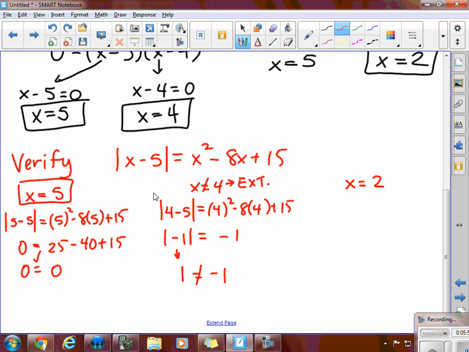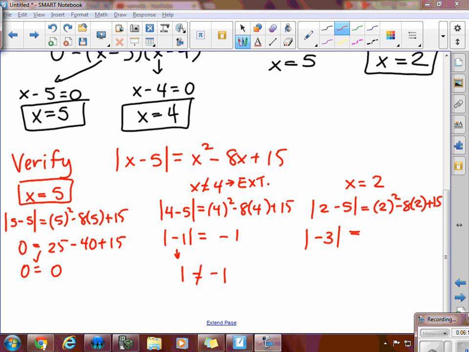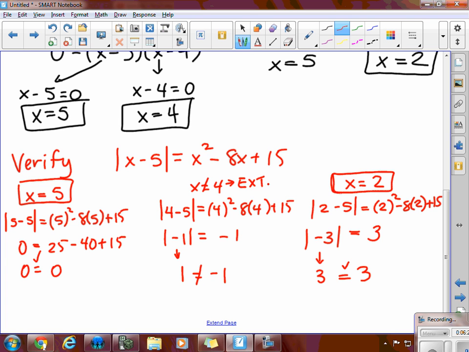And now we're going to look at the last one, x equals 2. We're going to plug it in, and we're going to get the absolute value of 2 minus 5 equals 2 squared minus 8 times 2 plus 15. 2 minus 5 gives me negative 3. Stuff on the right-hand side here equals 3. So we actually see that the absolute value of negative 3 is 3. That does equal 3. Therefore, this is a solution.